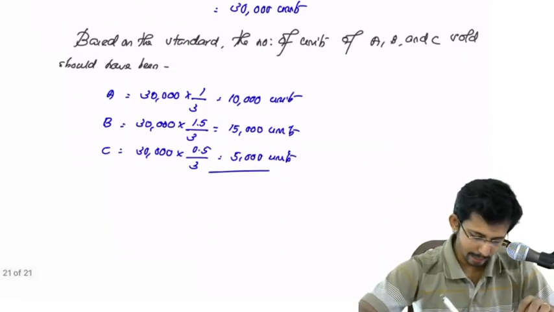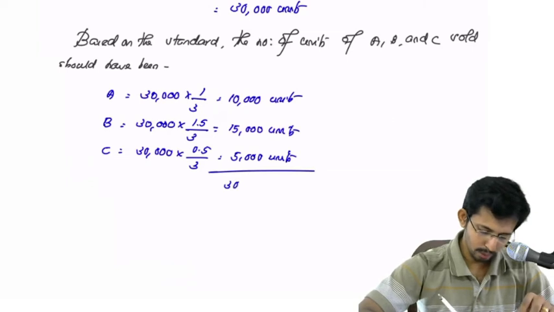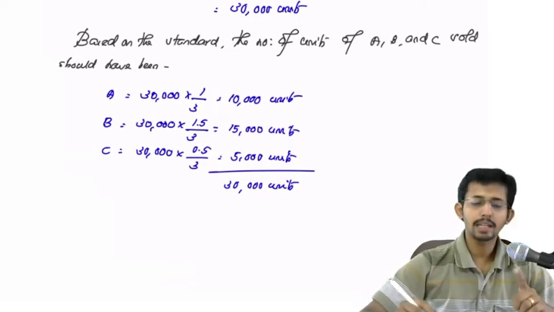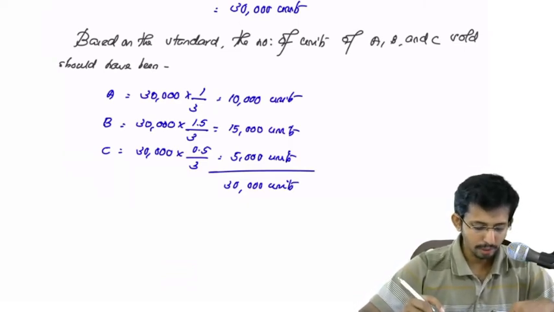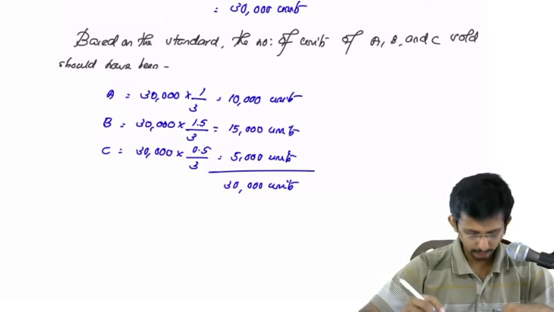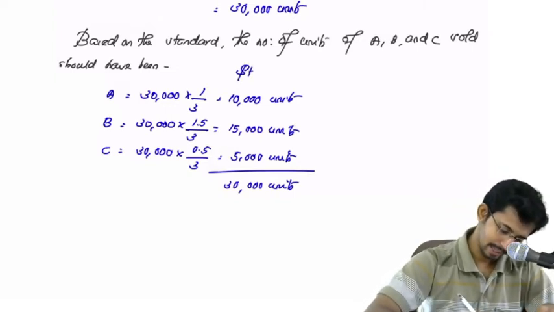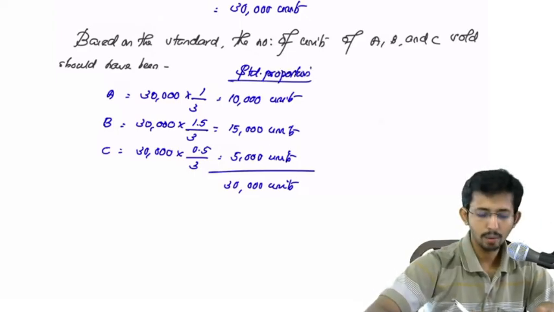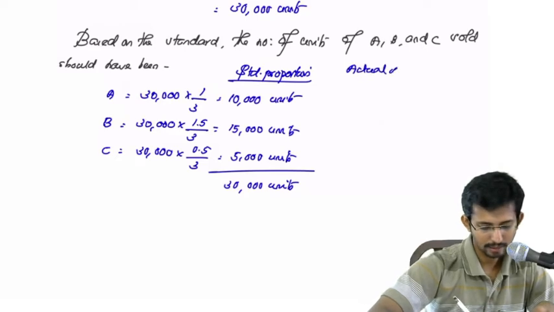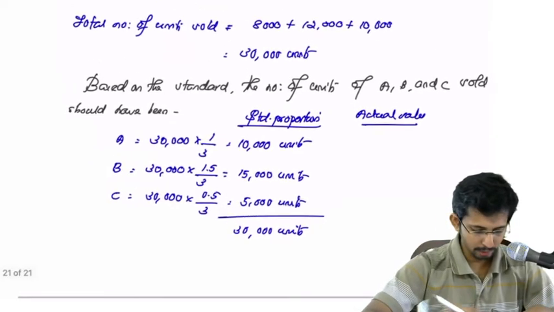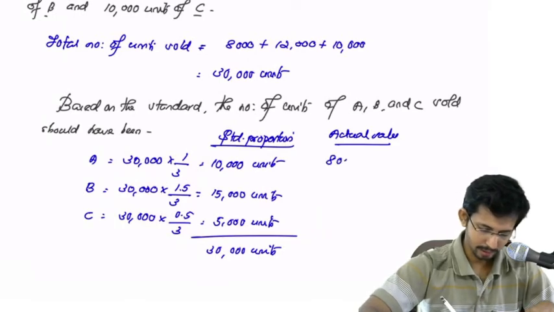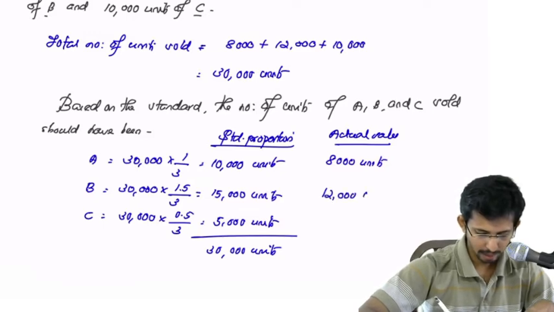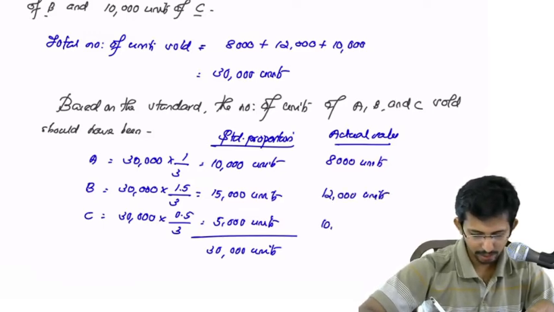So the standard proportion was 1:1.5:0.5. Going by the standard proportion, the company ought to have sold 10,000 units of A, 15,000 units of B, and 5,000 units of C. Now what is the actual sales? Actual sales was how many units of A sold? 8,000 units. And what about B? 12,000. And what about C? C, we sold 10,000 units.